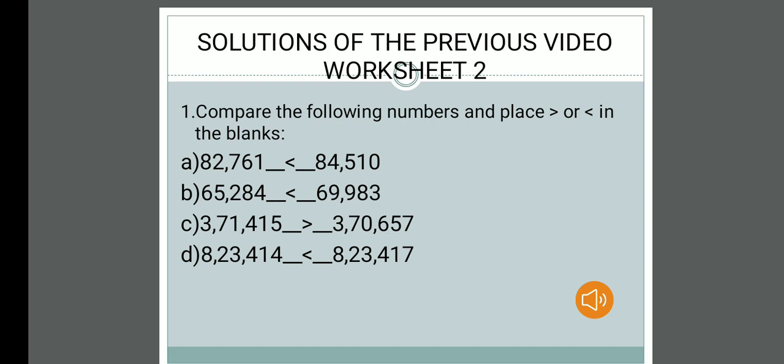And the last question: 8,23,414 and here 8,23,417. When I go on comparing, you can see the numbers are changing at the unit place. In the first number, the unit place is 4 and in the second number, the unit place is 7. So automatically 7 is greater than 4. So 8,23,417 is greater than 8,23,414.